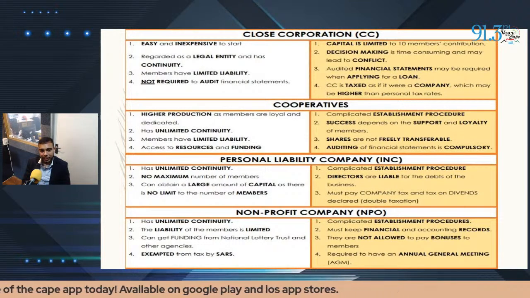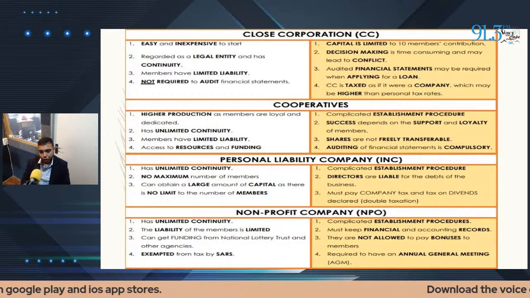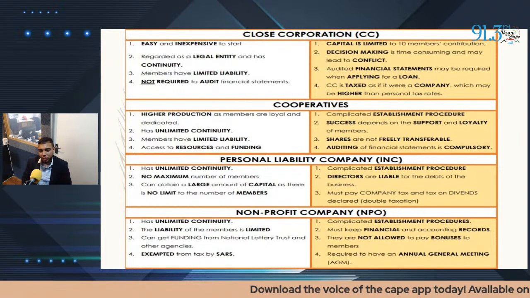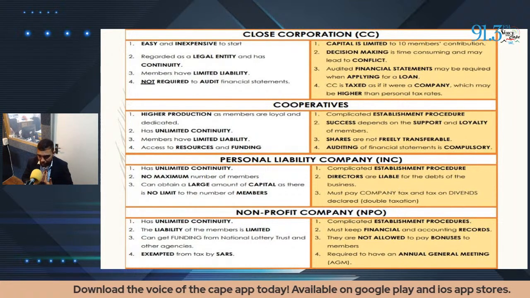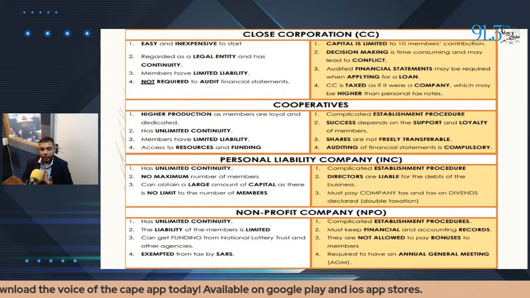Non-profit company, our NPOs and our NGOs. As we know, one of the best NPOs and NGOs in South Africa today, for me personally, would be Gift of the Givers. They give so much back to our communities.